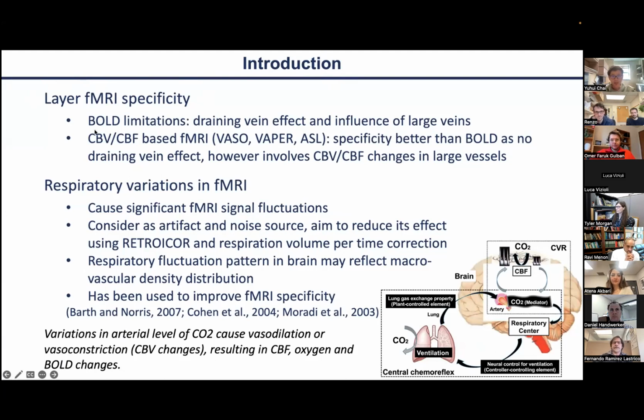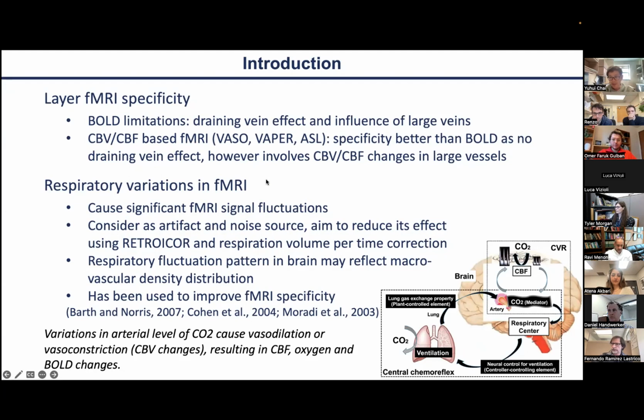We all know BOLD is limited because of two reasons. One is the genuine wing effects, and the second is the influence of large veins. And usually people think CBV or CBF-based fMRI have better specificity than BOLD, because CBV, CBF-based, they are focused on the arterial part. There's no draining vein effects, so the specificity is better.